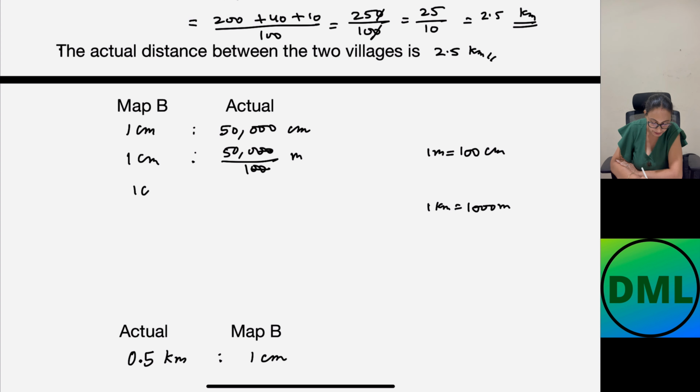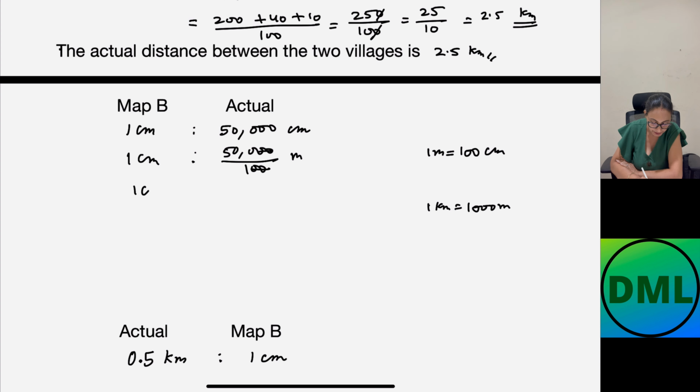Let's divide it here. 1 centimeter is to 500 over 1000 kilometers. Two zeros will get cancelled from here. That will be 1 centimeter is to 5 over 10 kilometers. I have to put the decimal after the first digit, so after 5 I have to put the decimal here. This will be written as 1 centimeter is to 0.5 kilometers. This is my scale.